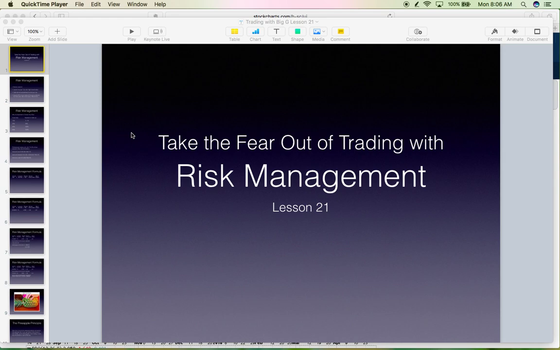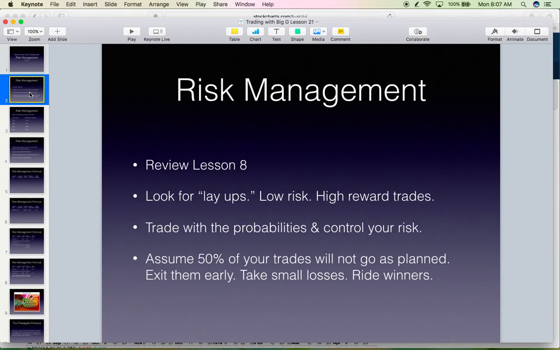And this is lesson 21, continuing what we talked about in lesson 20, taking the fear out of trading with risk management. So I encourage you to review lesson 8, and we're looking for layups. We're looking for trades with probabilities and controlling your risk. We're assuming that we're going to lose half of our trades. We're going to take small losses and want to try to ride the winners.